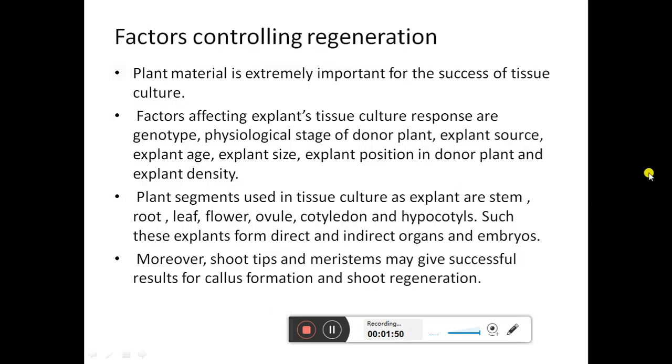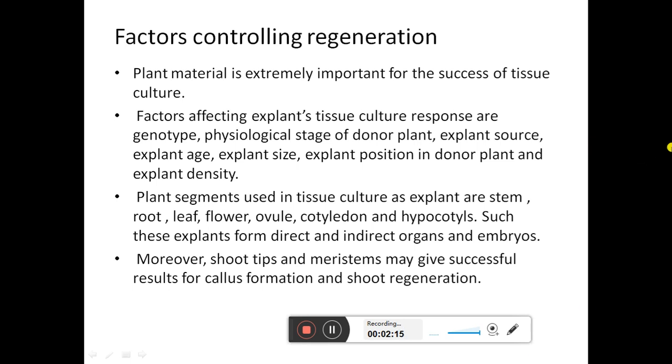The factors controlling the regeneration. The plant material is extremely important for the success of tissue culture. The factors affecting the explant's tissue culture response are the genotype, physiological stage of the donor plant, explant source, explant age, explant size, explant position in the donor plant, and explant density.